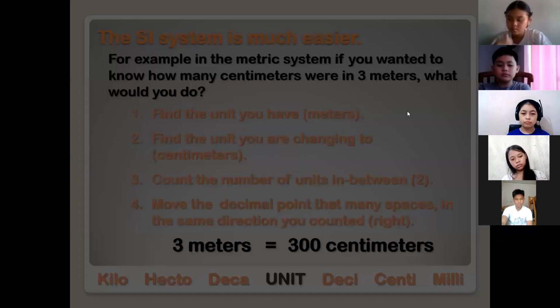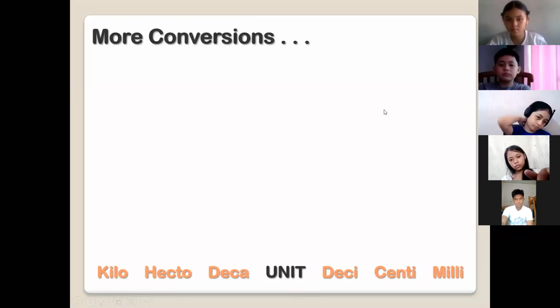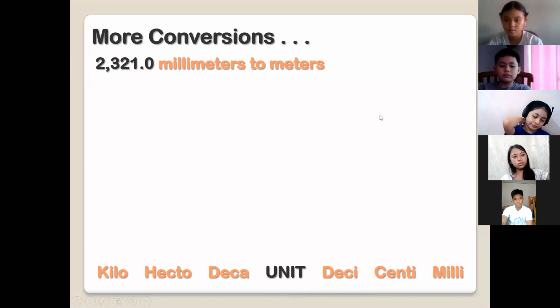Okay, let's continue. Probably we have here another conversion: 2,321 millimeters to centimeters. Probably we can ask someone here to do the conversion.